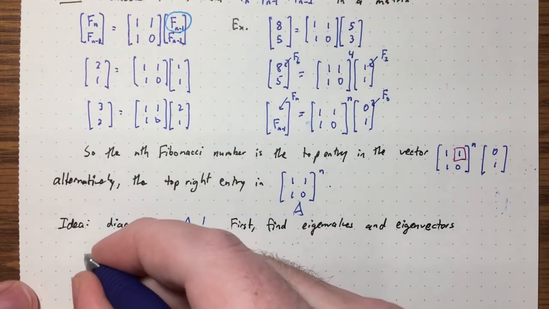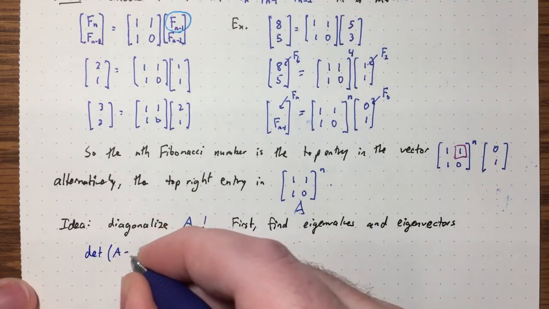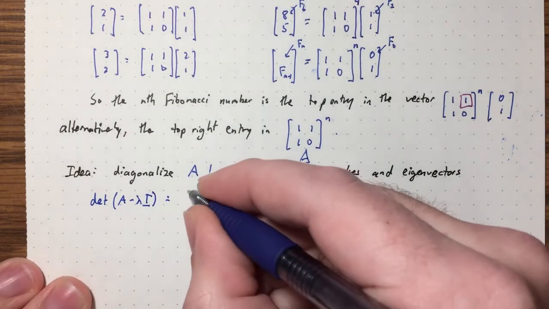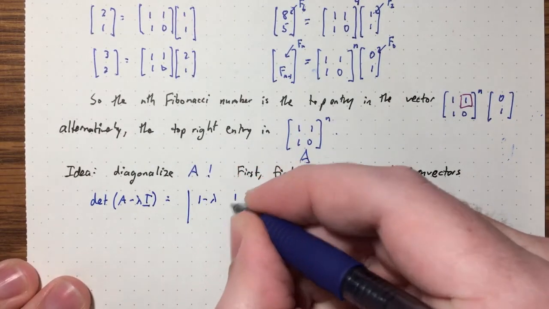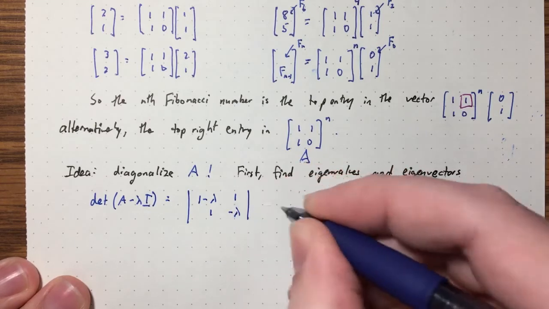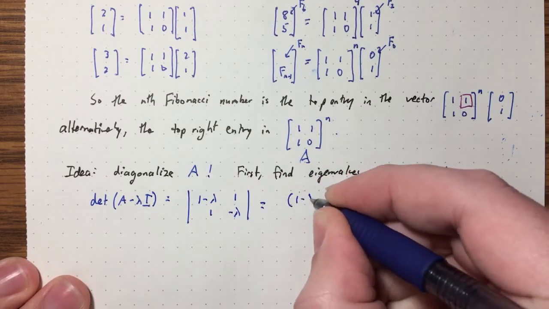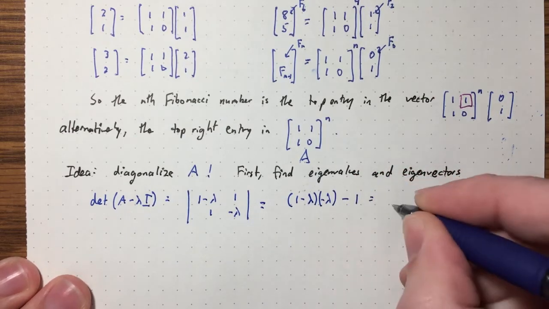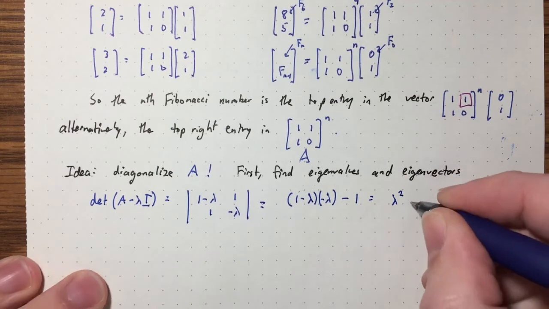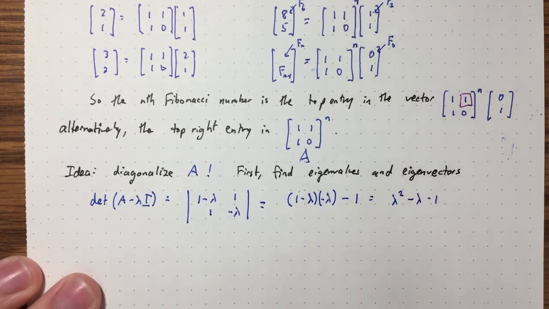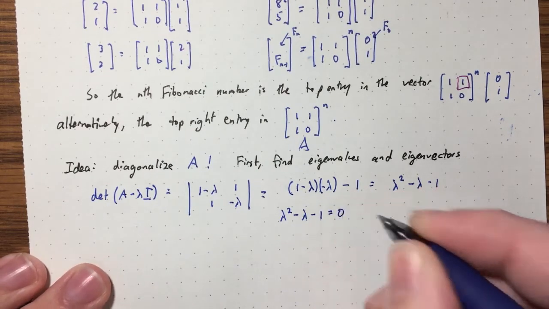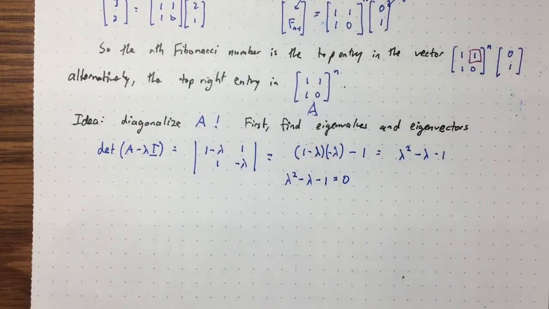How do we do it? We look at the determinant of A minus lambda I. Just what we've learned. So that's going to be the determinant of 1 minus lambda, 1, 1, 0 minus lambda, which is minus lambda. And this is going to be 1 minus lambda times negative lambda, minus 1, which is lambda squared minus lambda minus 1. We're going to set that equal to 0. And this cannot be factored easily. It does have 2 real roots, though.